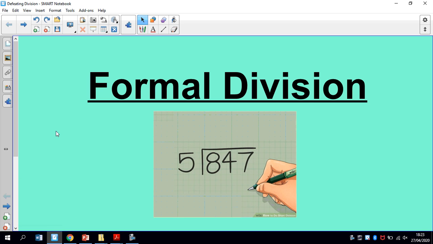Welcome back, guys. We're moving on to our next topic of maths here. We're going to conquer formal division. What is formal division, you might be asking? It's when you set up an equation like this one here in the diagram using this method here, which would be called short division, which is what we're going to focus on today as well, where we divide any number by a single digit number, like the 5 over there.